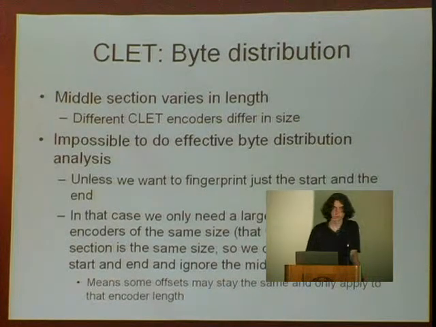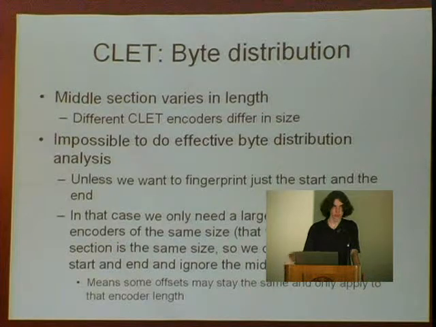So what we do is we get a large amount of CLET encoders of the same size. For example, 42 bytes is what I used. And that means that since the middle section is the only one that changes in size, and the starting and ending sections are always the same size, all 3 sections are the same size here.